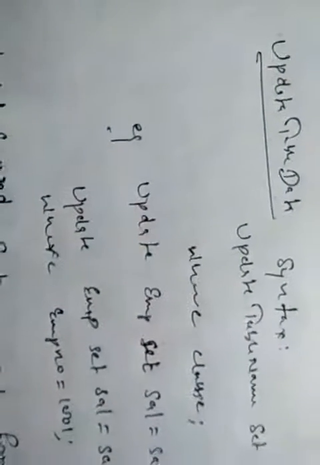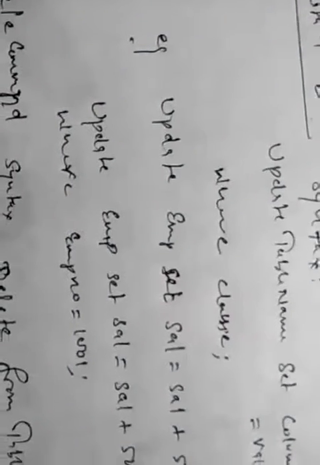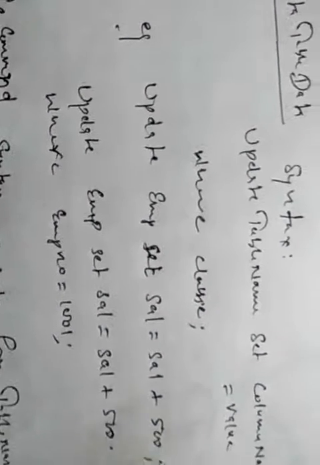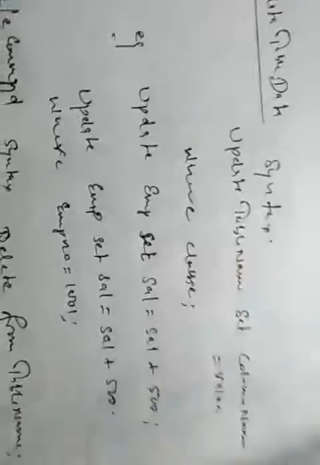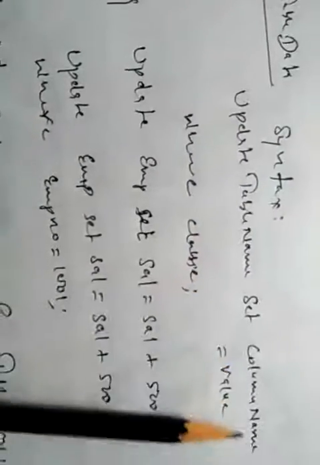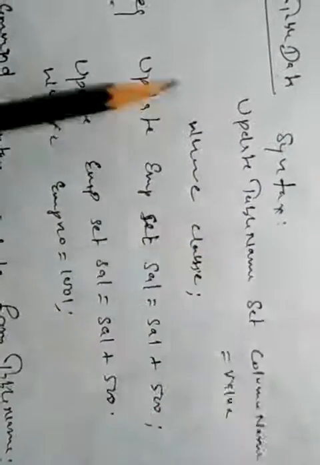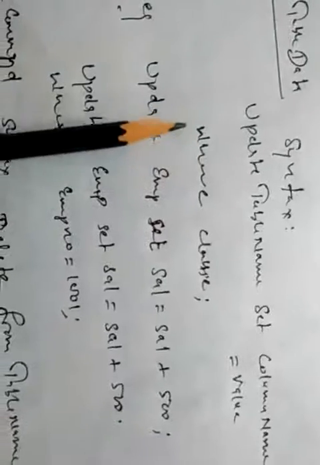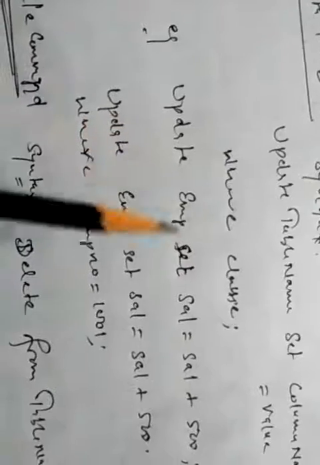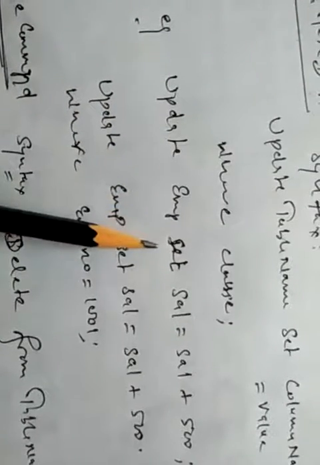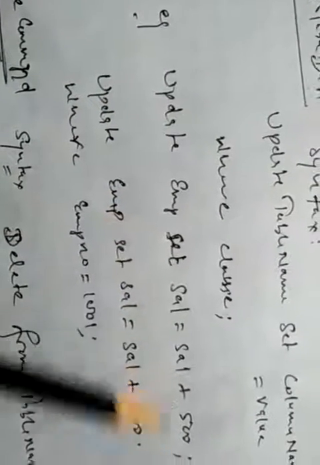The next command is the update command, which is used to update the data in a table. The syntax is update table name set column name equal value, and suppose we want to mention a condition, we can use the where clause. Just see the example: update employee set salary equals salary plus 500.